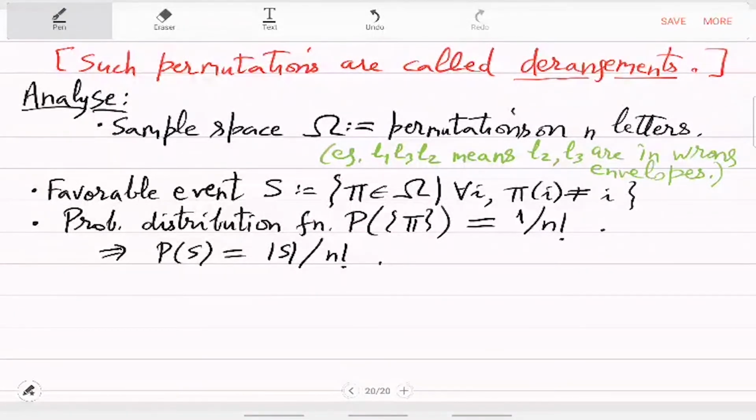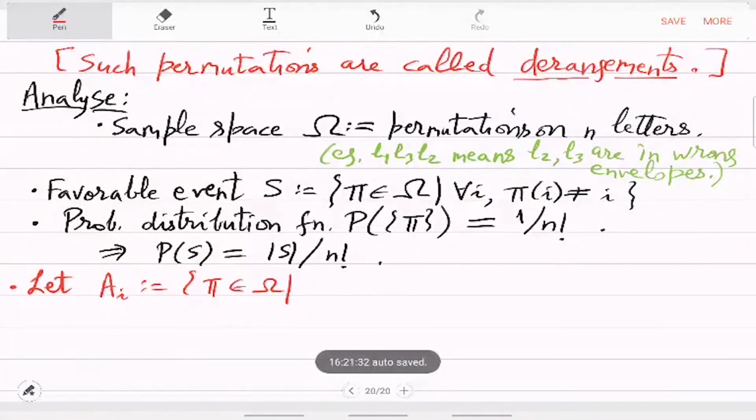So, that is the modeling, but how does it help to actually compute either P of S or the size of S, right? Both look equally hard, there is no simplification yet. So, simplification will come if we look at the inclusion-exclusion principle. Okay, so let us define event A_i: those permutations that are correct for i, pi(i) equal to i.